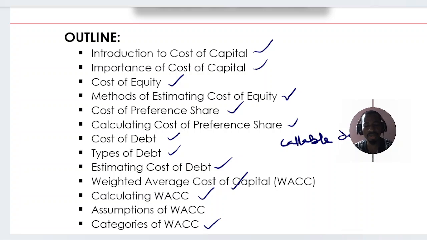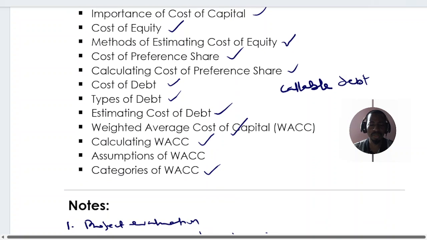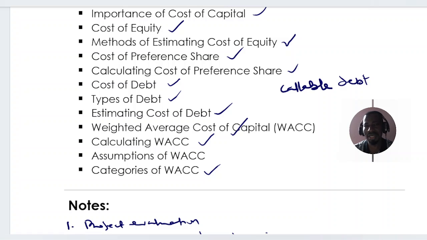Then we moved to discussing the cost of preference share, how to calculate the cost of preference share. We talked about cost of debt and how to calculate cost of debt. I also informed you on the types of debt, where I mentioned traded debt and then non-traded debt. Finally, we talked about weighted average cost of capital. I showed you how to estimate weighted average cost of capital using the traditional method. Then I said that in our next class, we are going to be looking at project-specific weighted average cost of capital and the weighted average cost of capital of the combined activity. Then, of course, I just mentioned the four underlying assumptions of the weighted average cost of capital.